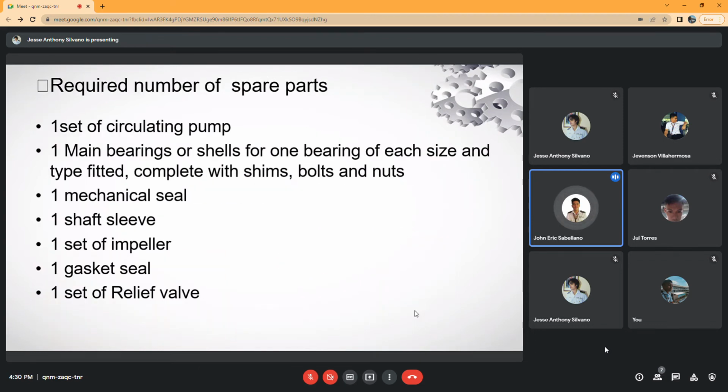The required number of spare parts of main and auxiliary pumps are one set of circulating pump, one main bearing or shell for one bearing of each size and type fitted, complete with shims, bolts, and nuts, one mechanical seal, one shaft sleeve, one set of impeller, one gasket seal, and one set of relief valve.